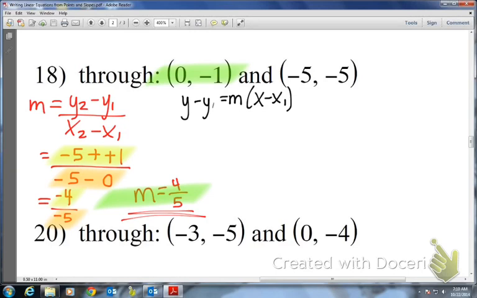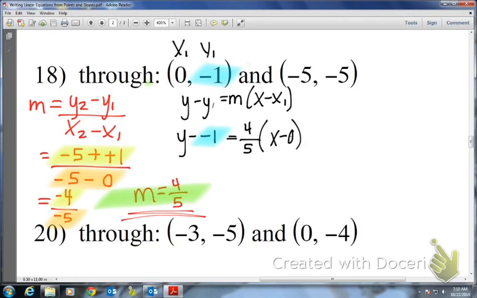So this is x1, this is y1. So when I plug everything in, I have y minus y1. So y minus a negative 1. That came from my highlighted coordinate up at the top. So here was y1 and here was y1. Let me erase that so you guys can see it a little easier. There we go. So y1 equals m. Well, we just found out that m was 4/5 times x minus x1, and x1 happens to be 0. And again, that came from right here. So that was 0, and so that is therefore 0 as well.